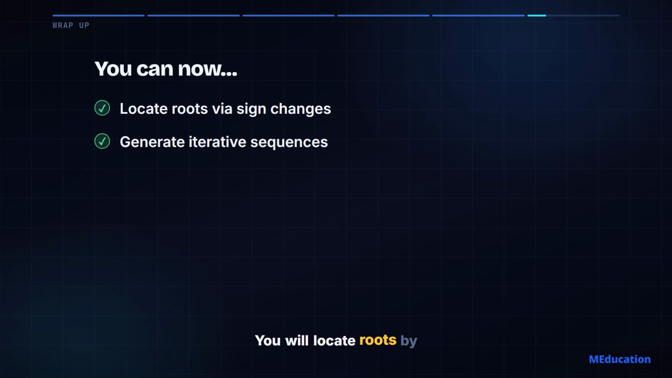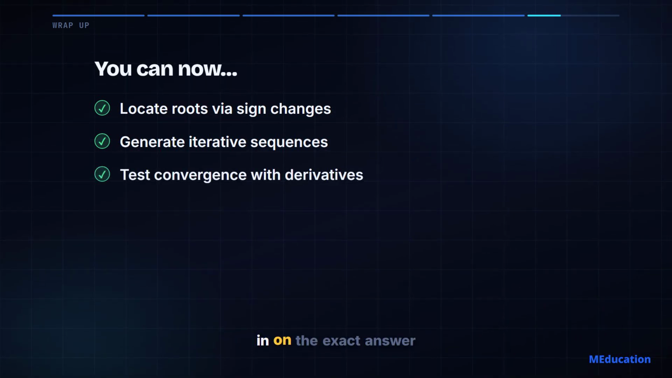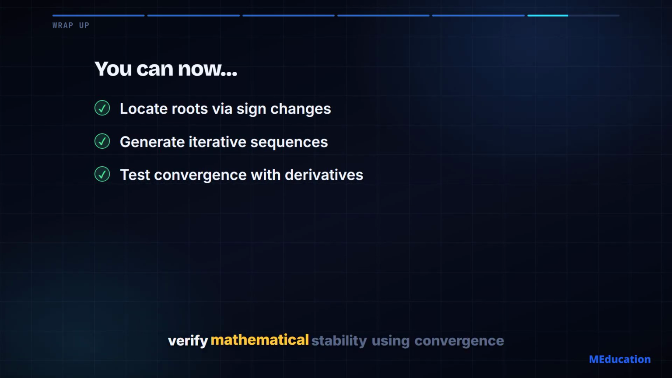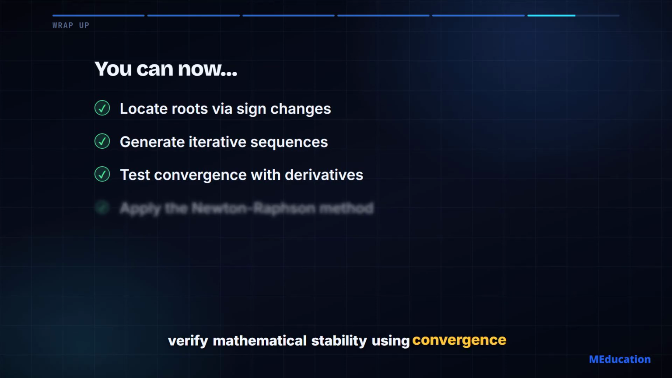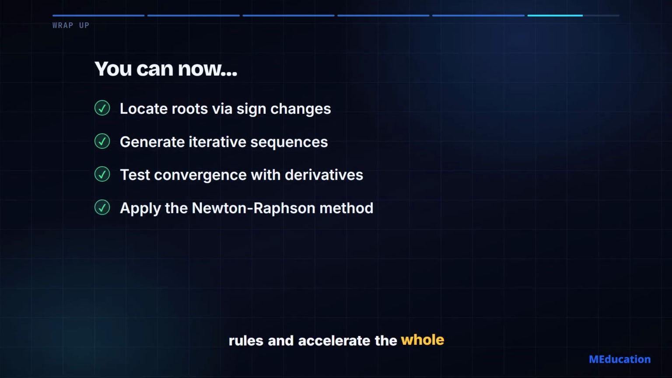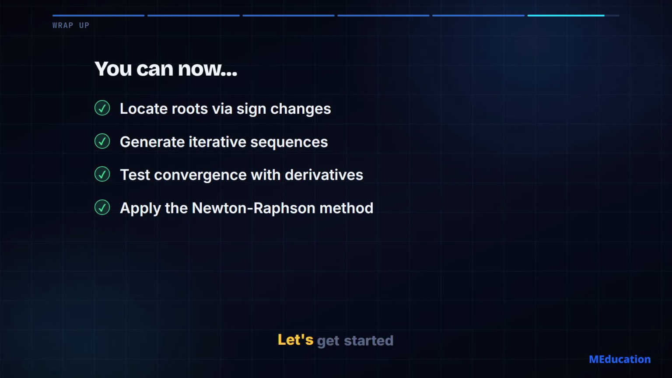This unit builds a complete algorithmic toolkit for your exam. You will locate roots by spotting sign changes, build iterative sequences to close in on the exact answer, verify mathematical stability using convergence rules, and accelerate the whole process using the Newton-Raphson method. These are guaranteed marks if you are systematic. Let's get started.